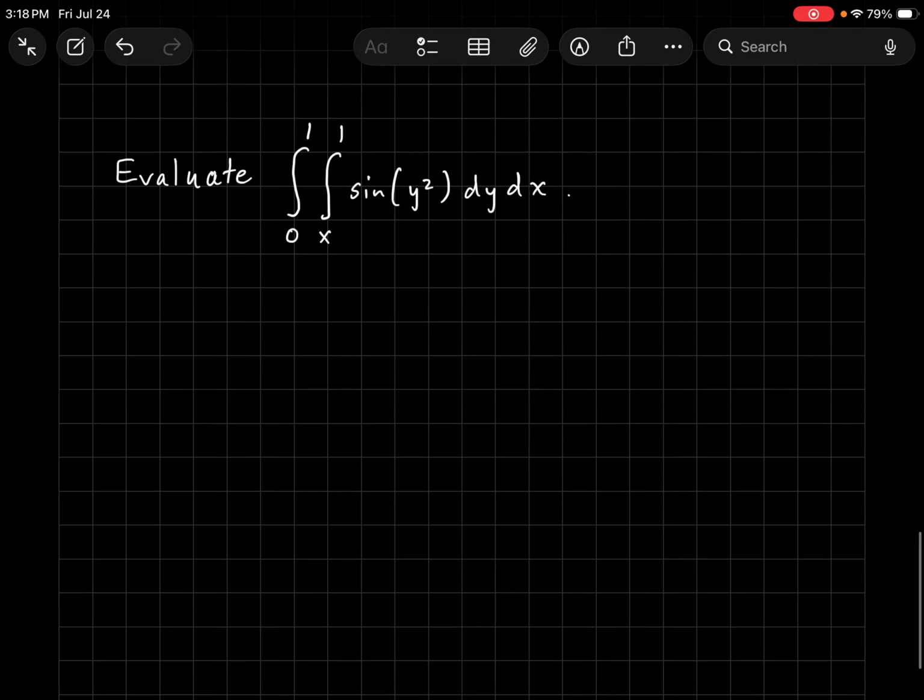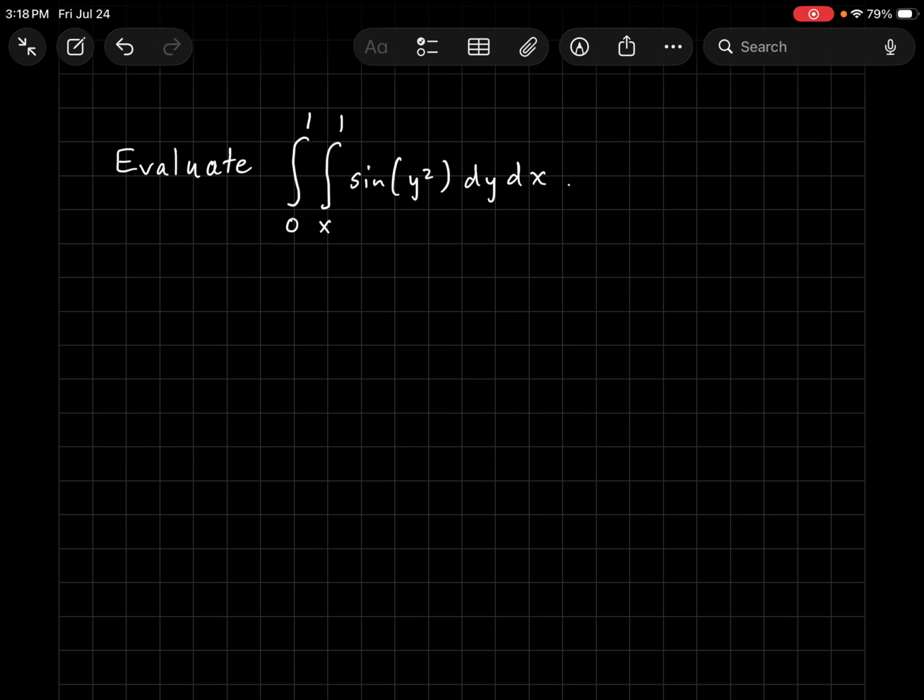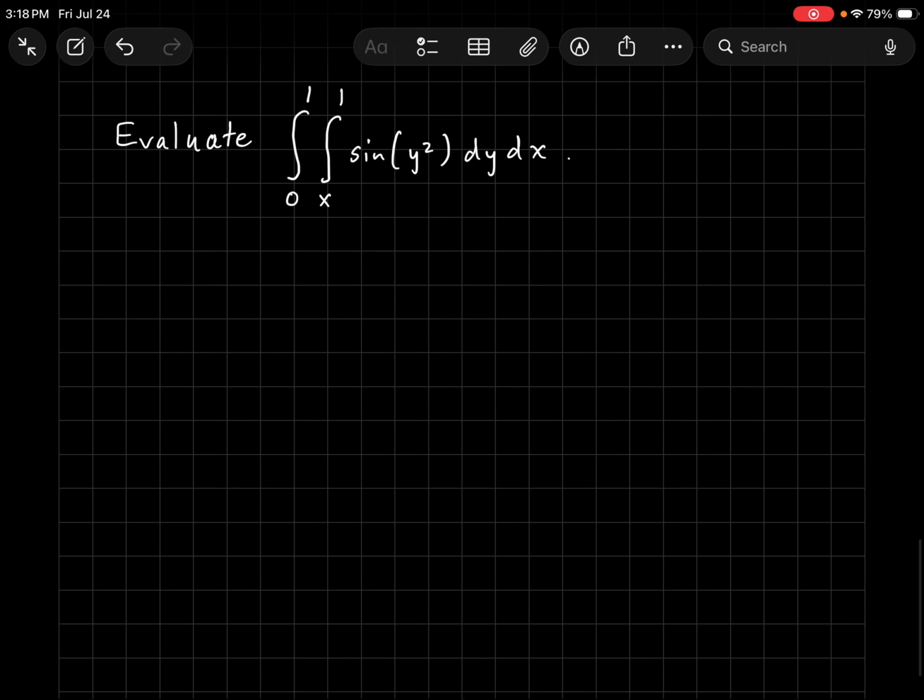One last example. Let's evaluate the double integral from 0 to 1, then x to 1 of sine y squared dy dx. So we're going to integrate with respect to y first. So the integral of sine of y squared with respect to y is, what is the integral of sine of y squared with respect to y?